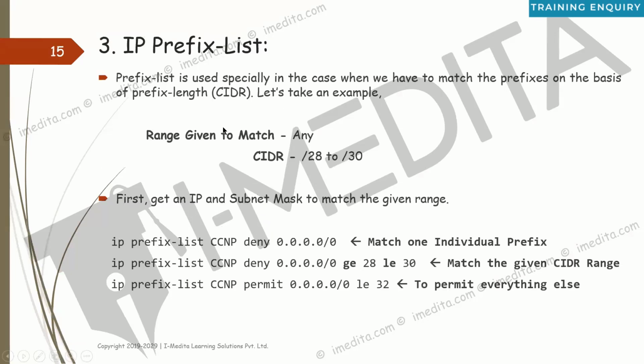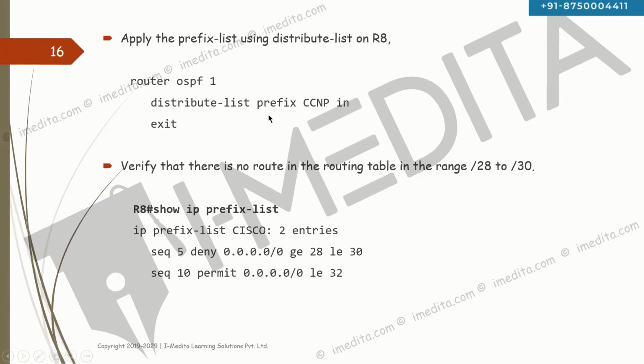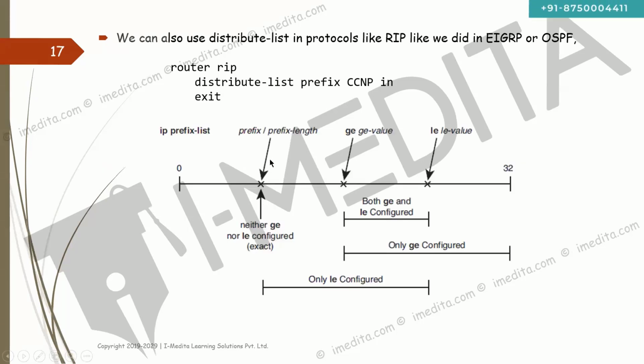So prefix list matches the prefixes, distribute-list prefix list, show IP prefix-list. If you do not specify greater than or equal to, then exact matching will happen. If you have specified only greater than or equal to, then greater than or equal to. If you have specified only less than or equal to, then less than or equal to. And if you have specified both, then a certain range will be matched.